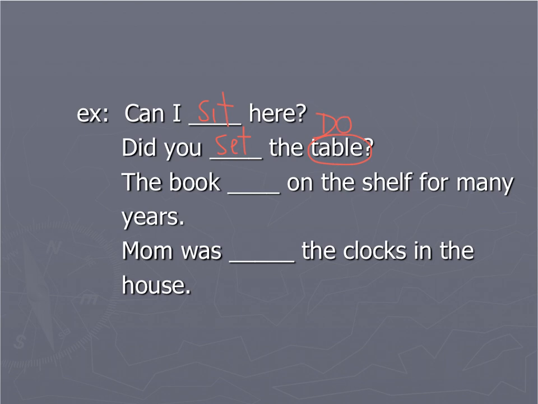We need a past form for the third one. The book sat on the shelf for many years. And then for the last one, we need a present participle form, either sit or set, and we know we need a present participle form because we have the form of be. So the verb here is going to be was setting. Now, if we're using setting, we're going to have a DO, and that's clocks. Those are the verb forms for sit and set.